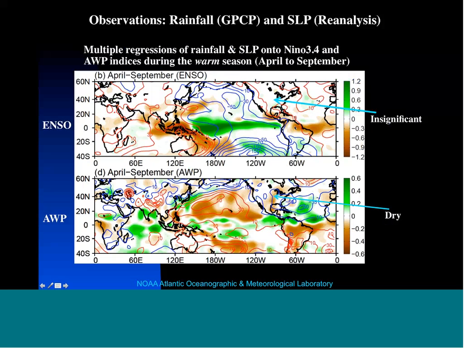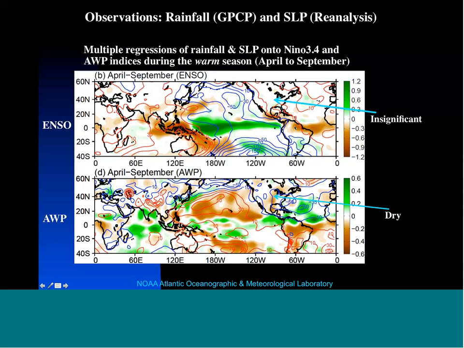This figure shows a similar multiple regression of rainfall and sea level pressure, however during the warmer season, from April to September. Again, the top panel shows ENSO impact, and the lower panel shows warm pool impact. During the warmer season, the rainfall over North America is not significant for ENSO. And for the warm pool impact, we show a negative rainfall regression over central U.S., which means a large warm pool will reduce rainfall over central U.S., and a small warm pool will increase rainfall over central U.S. This is the opposite.